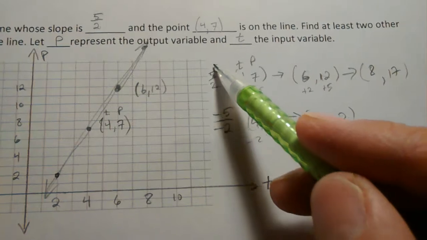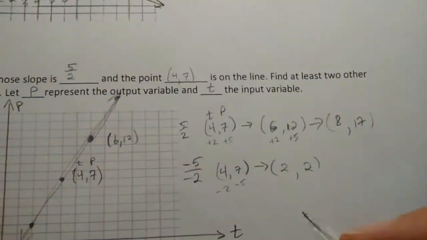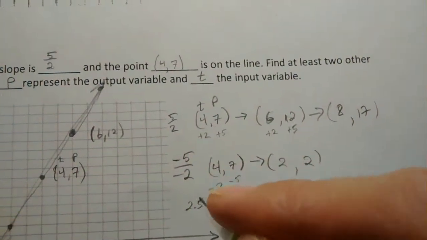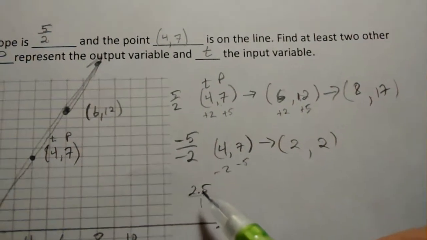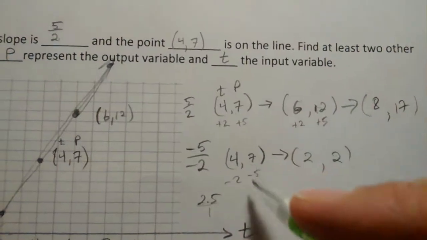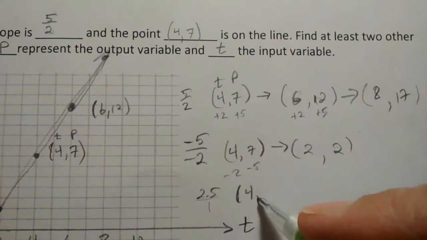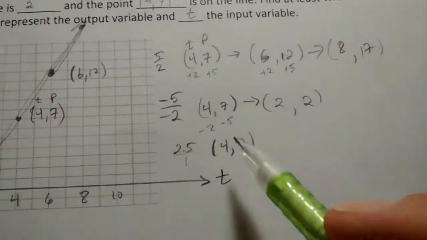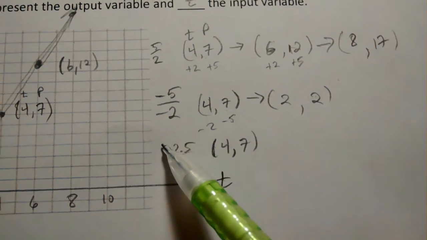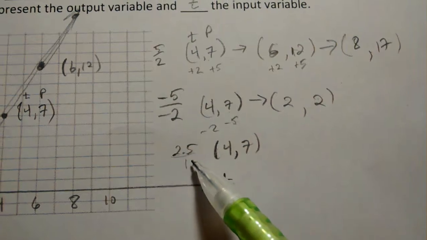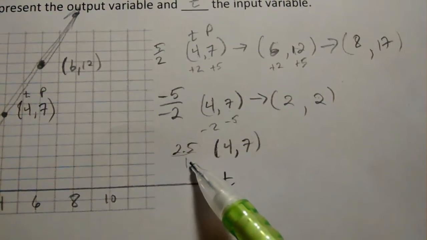Well, we could actually do the division. If you take 5 divided by 2, that will give you 2.5. And so if you think of that as over 1, we can think now of our slope as being 2.5. And if we start with our original, here's what this slope of 2.5 is saying. Our output variable is changing 2.5 for every change of 1 in the input.